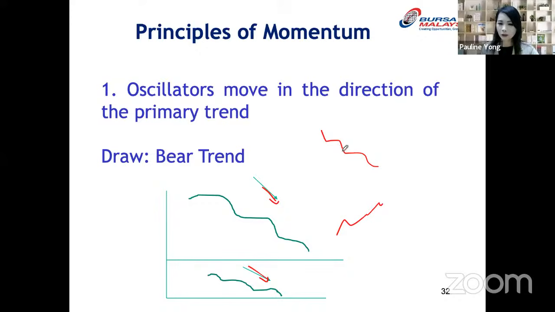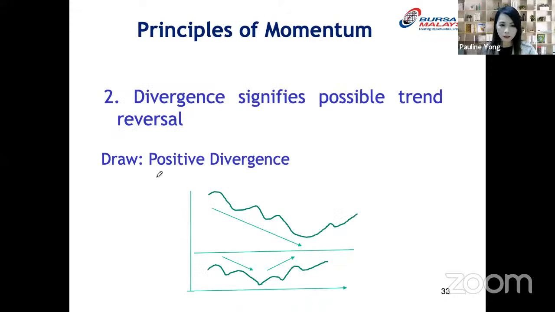When the share price keeps dropping and dropping, whereas you see that the momentum is making higher low and higher low, it's changing. It is reversing. When you see this, it is called a positive divergence, a bullish divergence, which means the price is going to change and you're going to see some upward momentum.